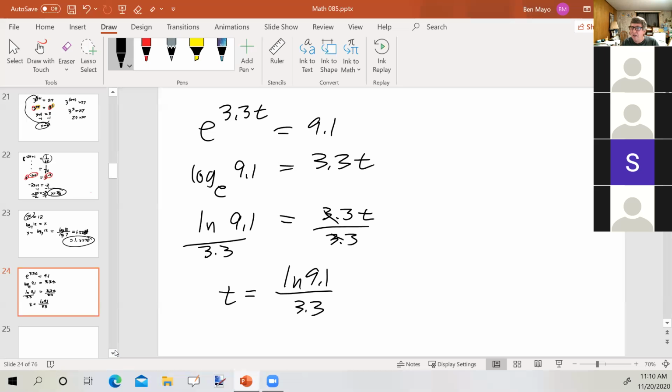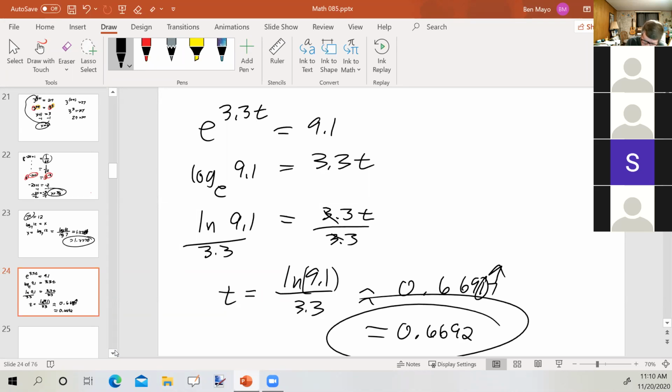Now in this case, I don't need to use the change of base formula, but keep in mind, you're just taking the natural log of 9.1, close it up, divided by 3.3. So natural log of 9.1, close it up, divided by 3.3, and I get approximately 0.66917. Going out 4 places, the 7 rounds up, 0.6692. Okay with that?